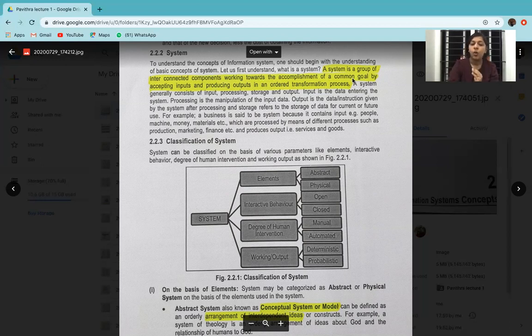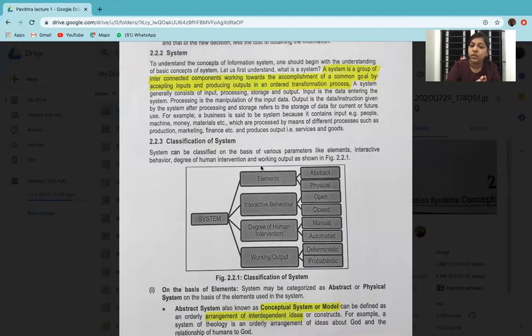Then, how can we classify those systems? They will be classified on a few elements. The first one is the element, which we can say is abstract or physical. Then is interaction, you can say it's open and closed. And then degree of human intervention. It is manual or automated, and on the basis of its working or output, it is deterministic or probabilistic. Let us look into each one.